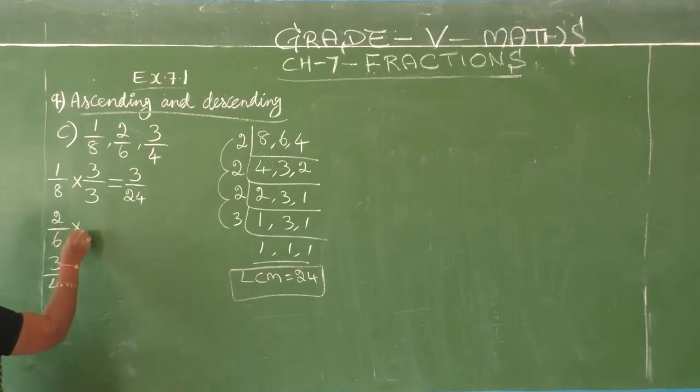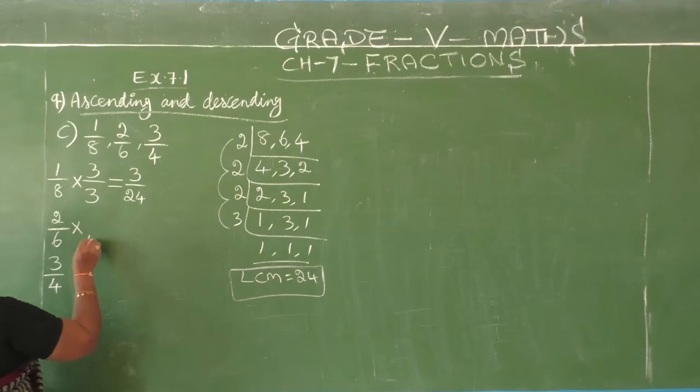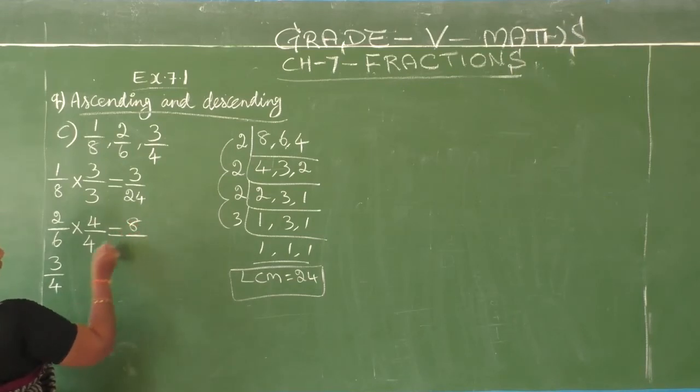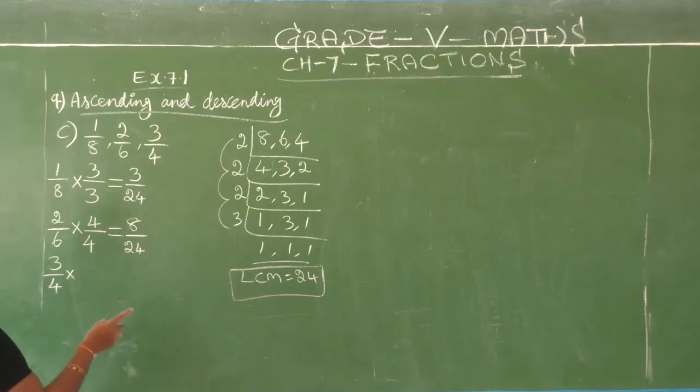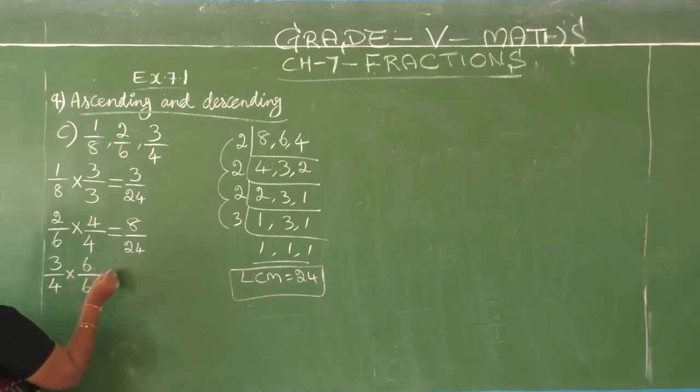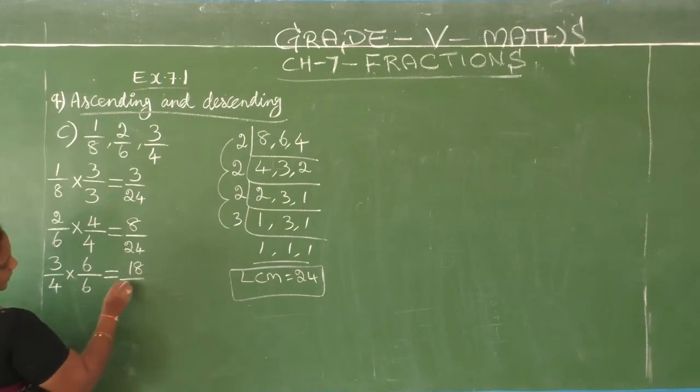Then next, 6 in the denominator. How many 6s are 24? 4 times, 4 6s are 24. So the numerator also multiply by 4. 2 4s are 8, 4 6s are 24. Then the third fraction. How many 4s are 24? 6 times. 6 4s are 24. So numerator also multiply by 6. 3 6s are 18 by 24.